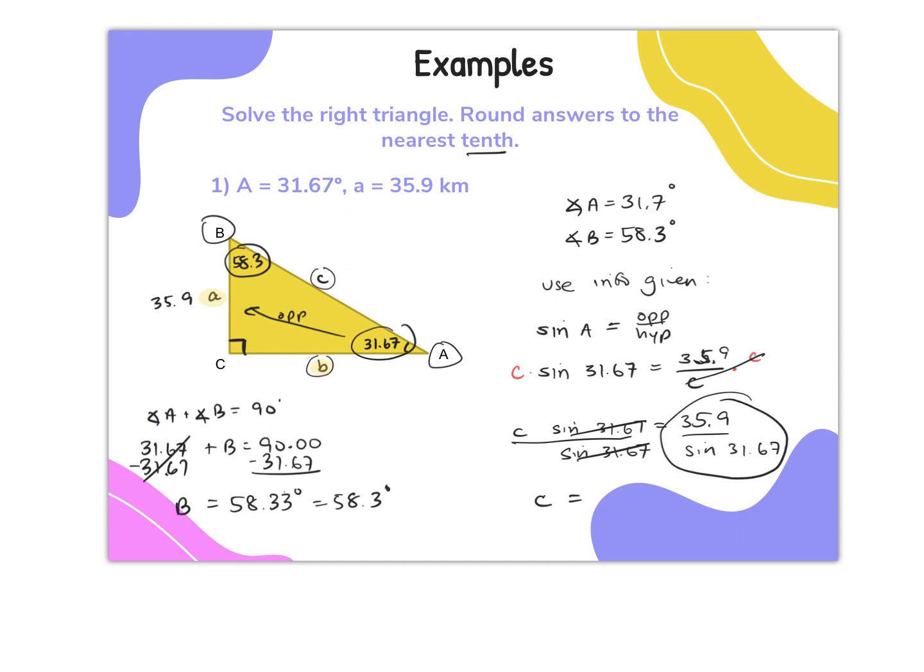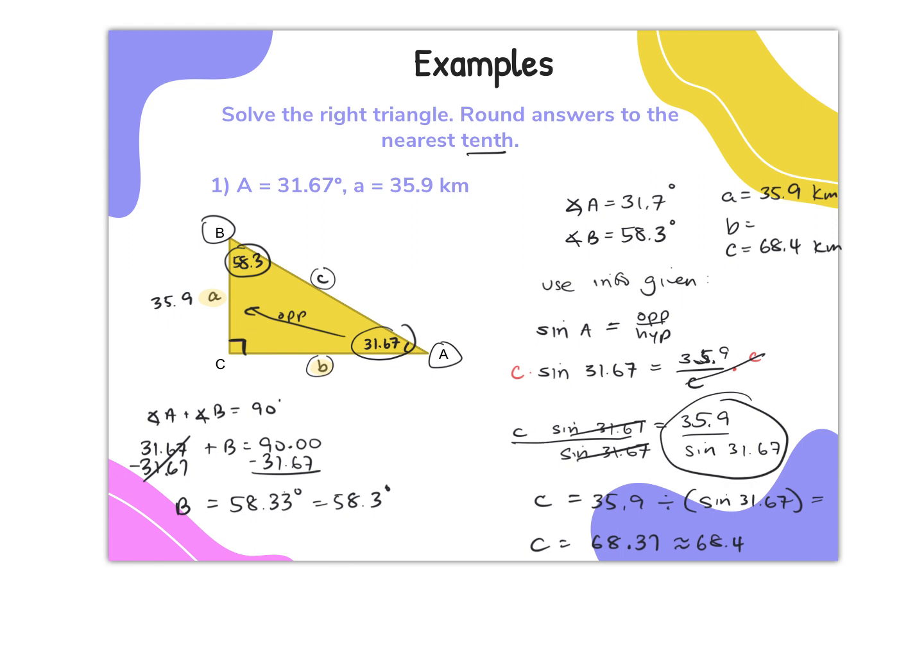Now I go to my calculator. It's going to be 35.9 divided by, in parentheses, the sine of 31.67, equals. And I'm going to get that C equals 68.37, which rounds to 68.4. So now I know side little a is 35.9, which was given. Side B I haven't figured out yet, but side C is going to be 68.4. And these are all in kilometers, so I might as well write those units of measure.